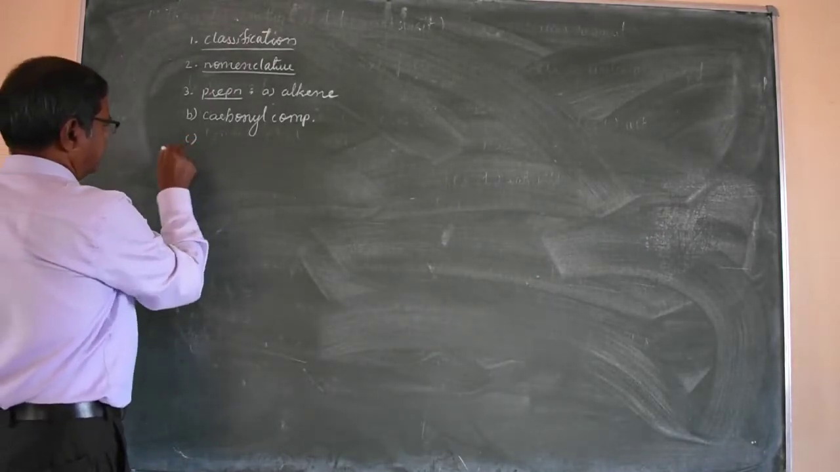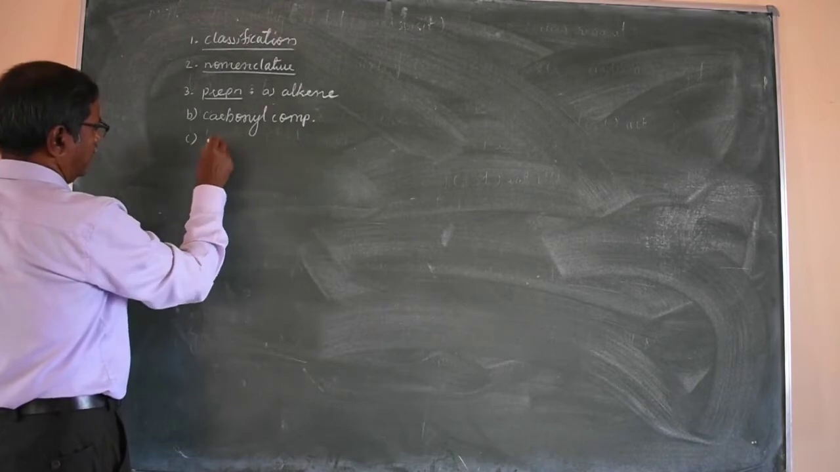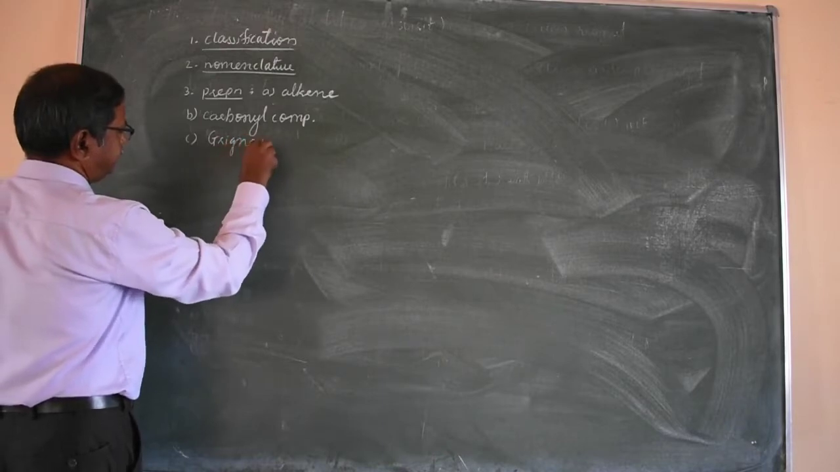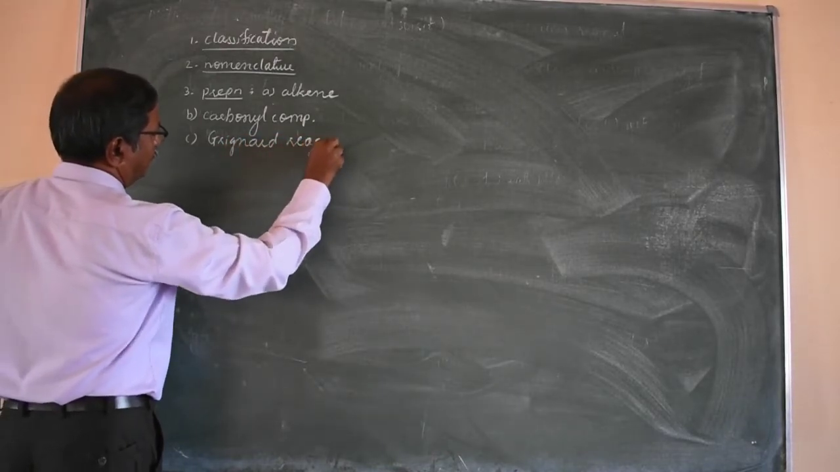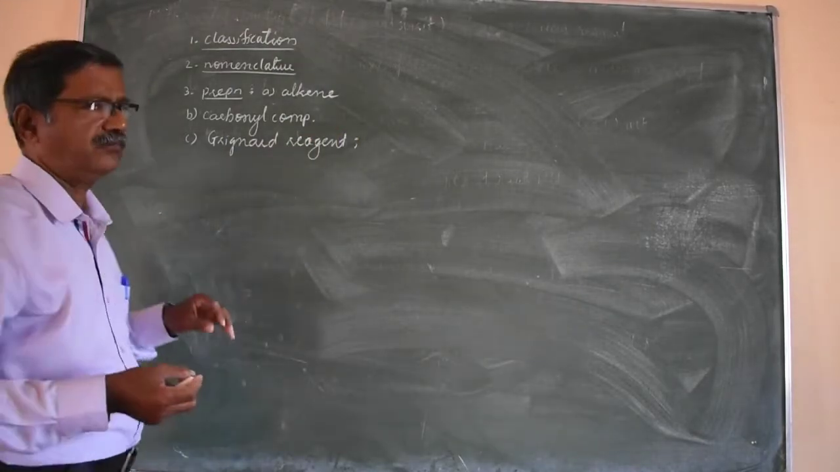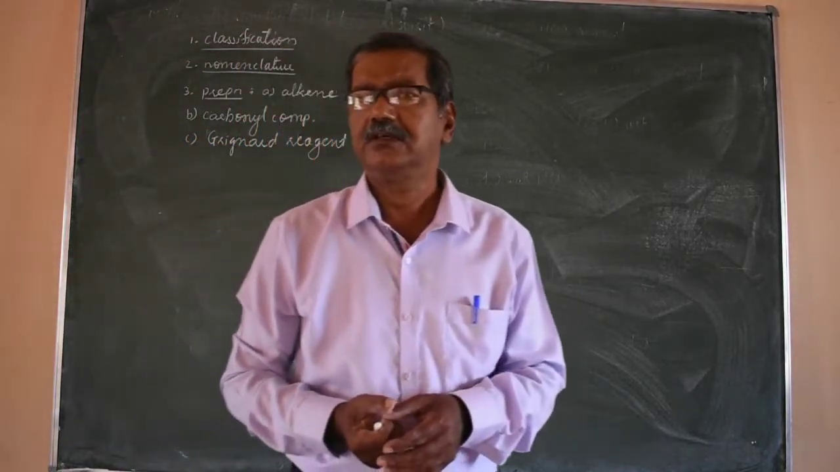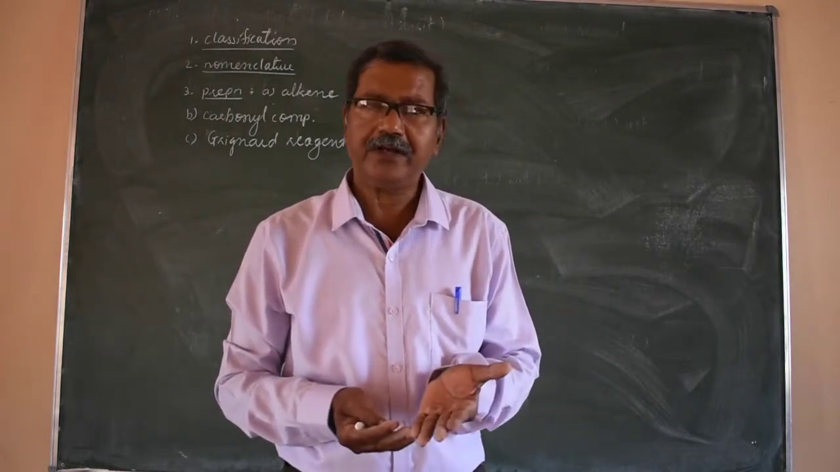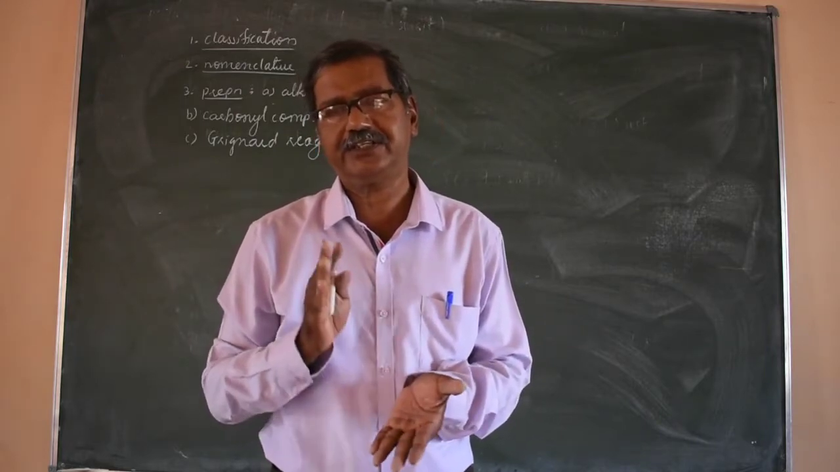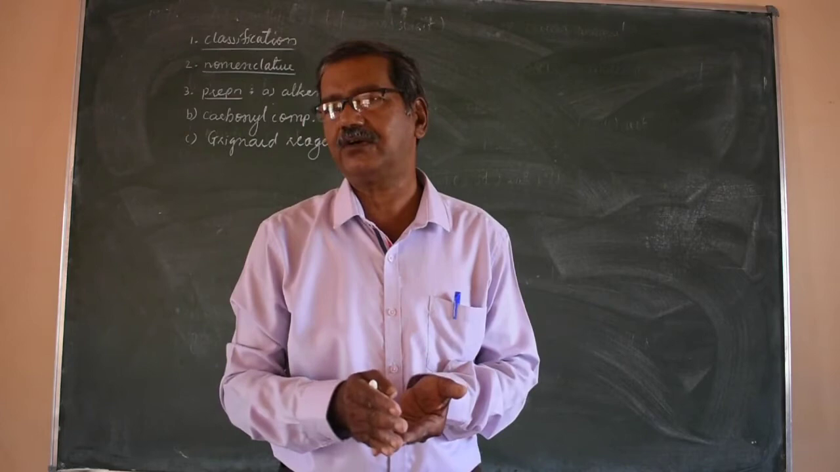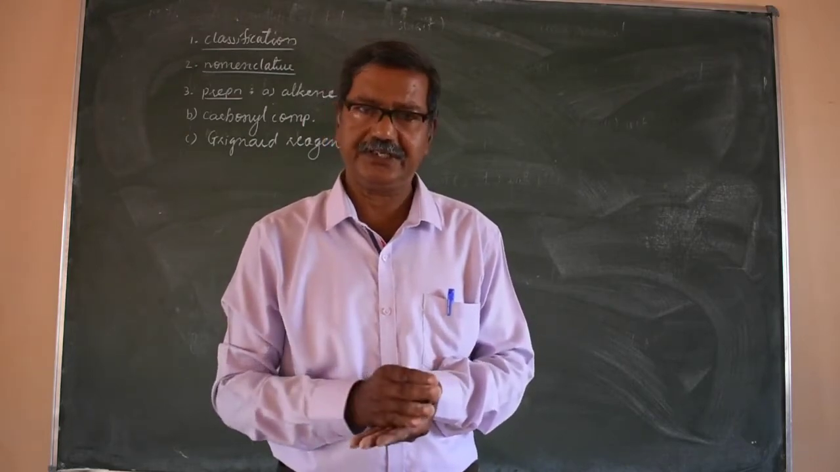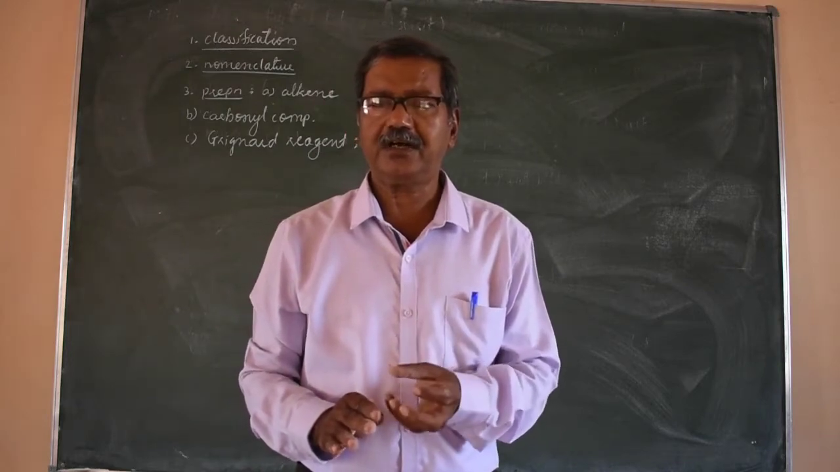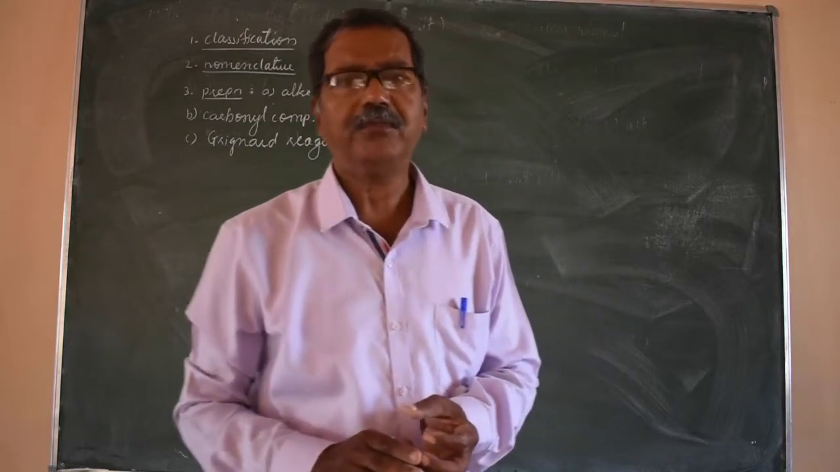Third method is, it is from Grignard reagent. Well, Grignard reagent is nothing but RMgX. This is alkyl magnesium halide. We can prepare all three types of alcohols, that is 1 degree, 2 degree and 3 degree alcohols by using Grignard reagent. Primary alcohol is obtained by treating Grignard reagent with formaldehyde.